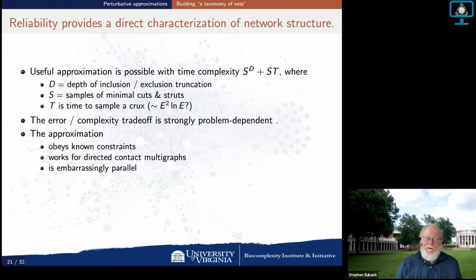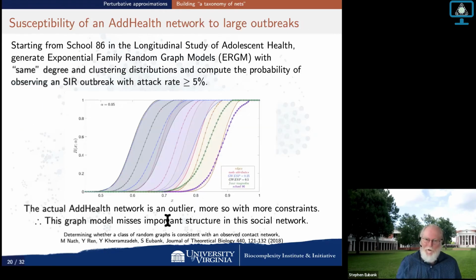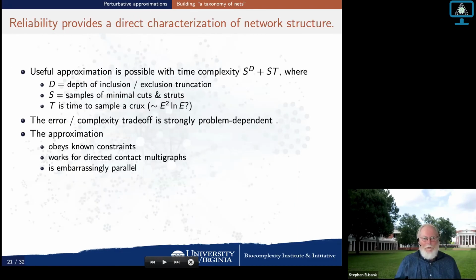Stopping here to summarize a little bit. So reliability itself provides a very direct characterization of network structure. I don't have to argue from this plot to something that's really meaningful. This is the attack rate, the probability that the attack rate is greater than 5%. So it's possible to do useful approximation.